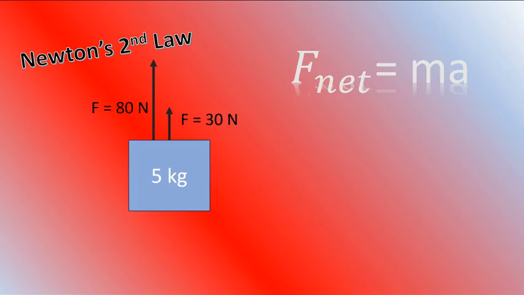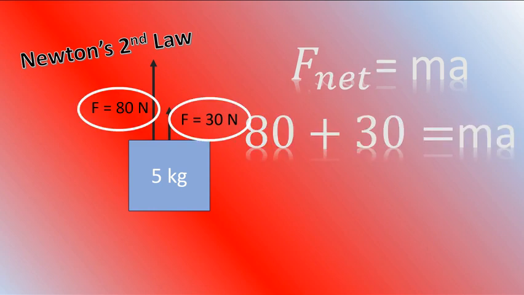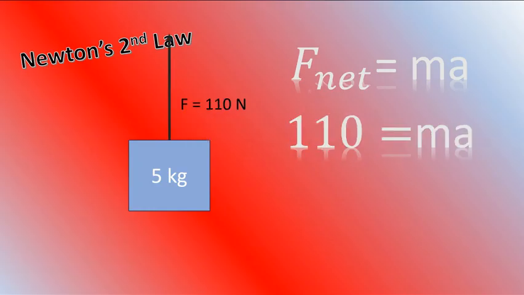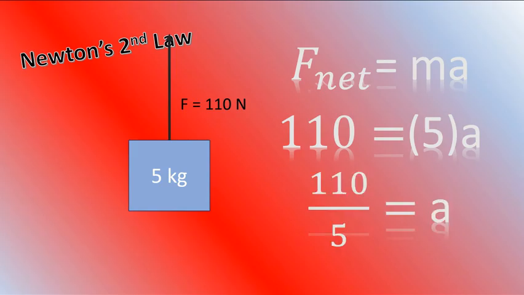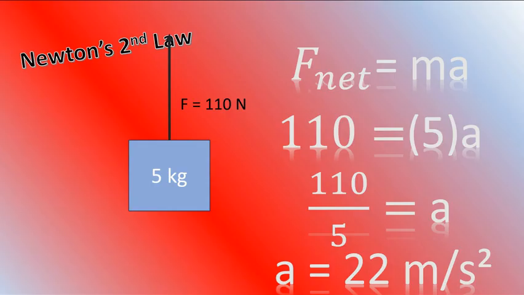Now, what if the forces are on the same side? In this case, they're both pushing the box in the same direction, so we're going to add them together to get the net force. So 80 plus 30 is 110. Put in 5 for the mass again. Divide by that to cancel it out, and you get an acceleration of 22 meters per second squared. And this would be an upward acceleration. As you see, the net force is pointing upward.